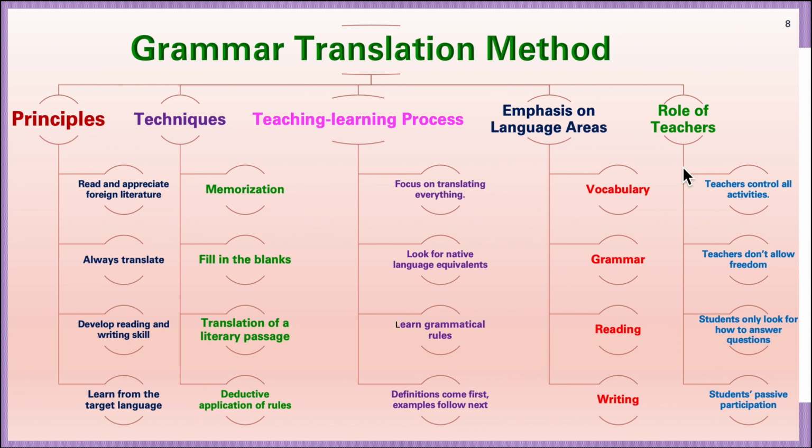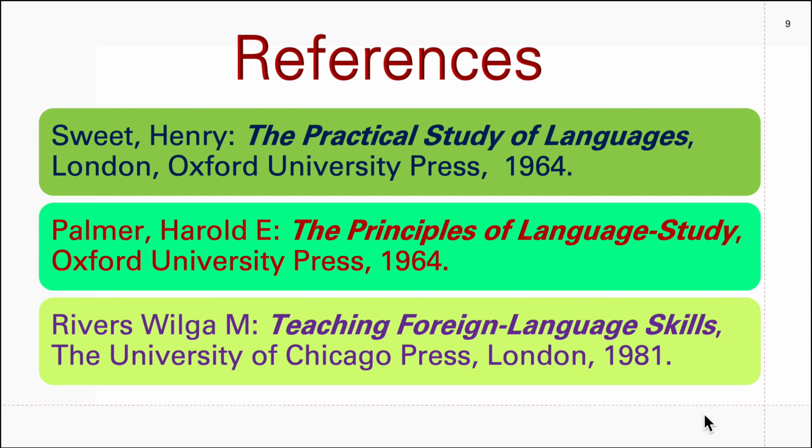Then role of teachers. When we evaluate the role of teachers, what we come to know is that teachers control all activities in the classroom. Teachers don't allow freedom of any sort to the students. Students only look for how to answer questions and how to write answers correctly. And then students have passive participation in the classroom because teachers take the center stage in the classroom. And I think that's all.